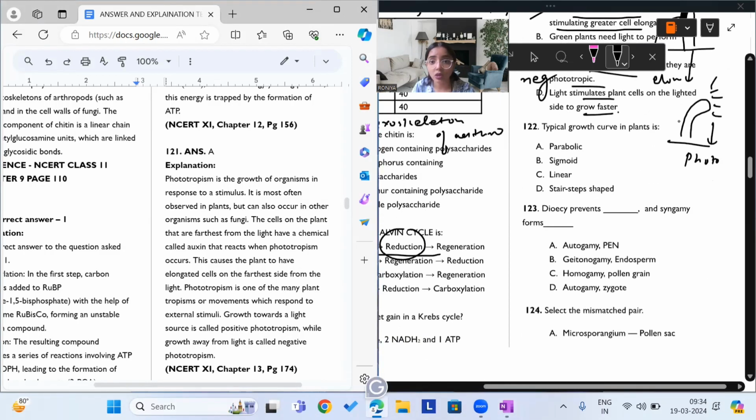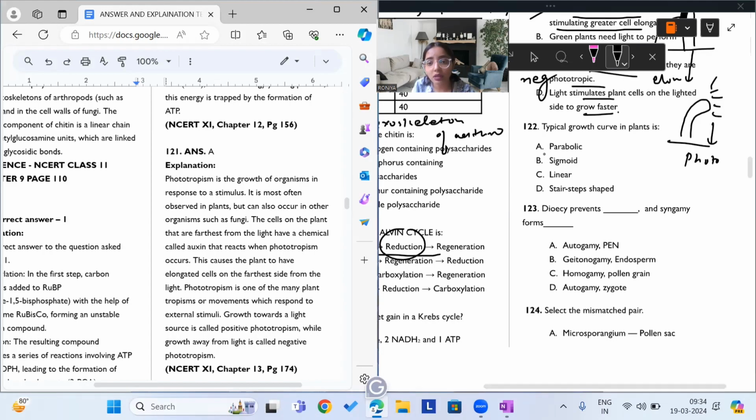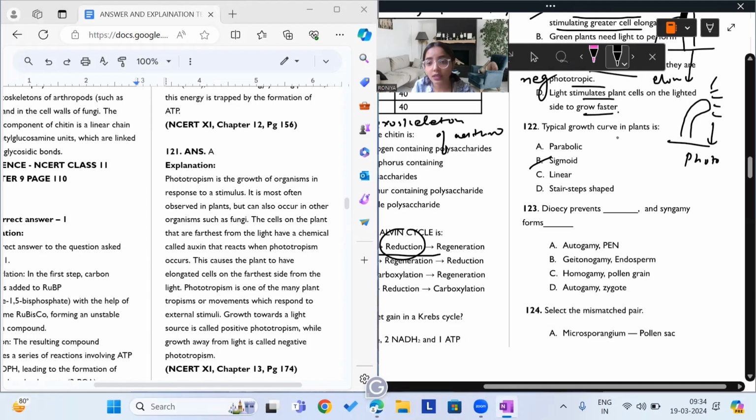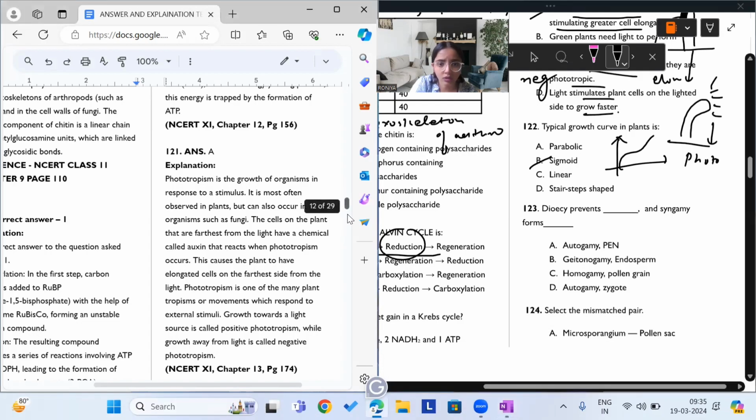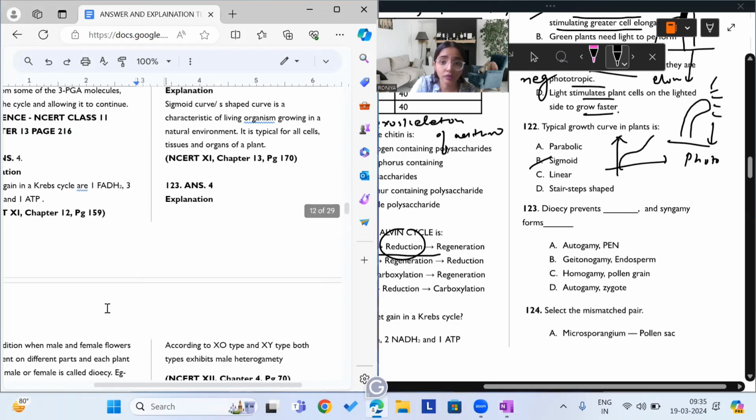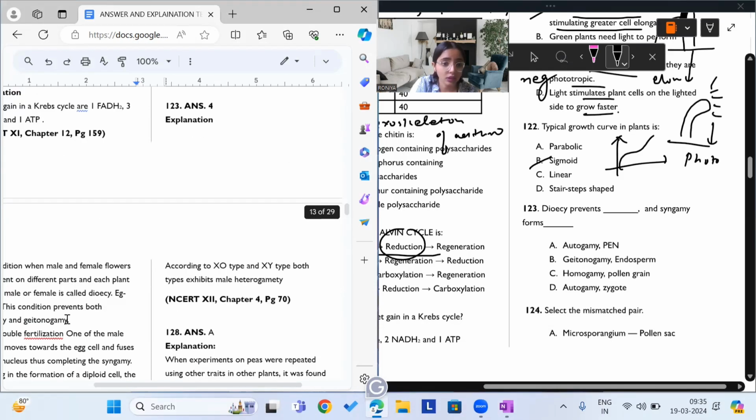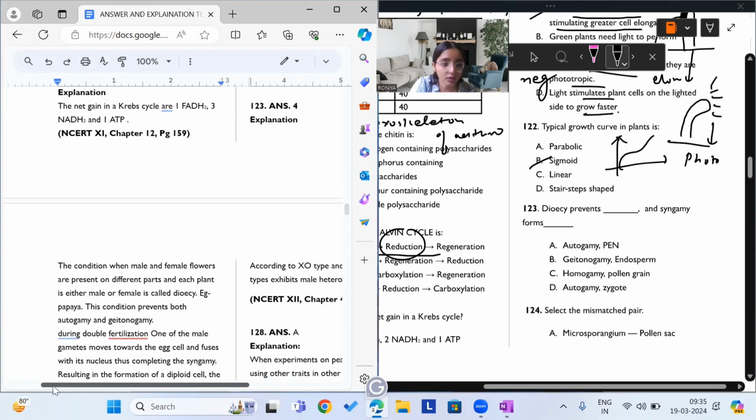Moving on to question 122. What does it say? Typical growth curve in plants is sigmoid, that is S-shaped. Okay, I hope it's clear to you. So the answer is the second option. Typical growth curve in plants is sigmoid. What does it say? You can see it is written here also.